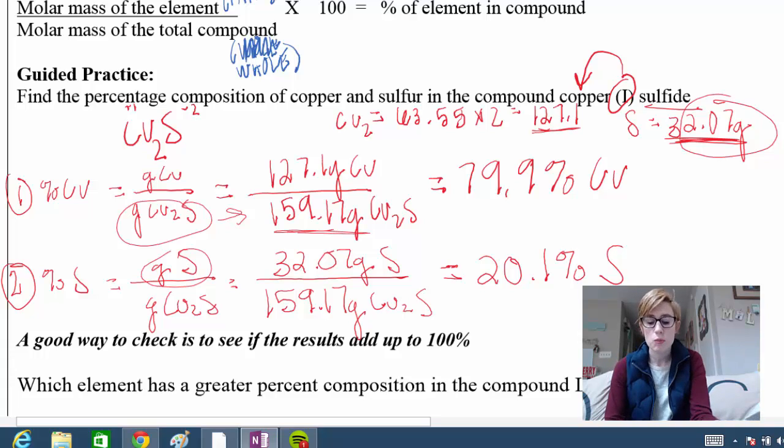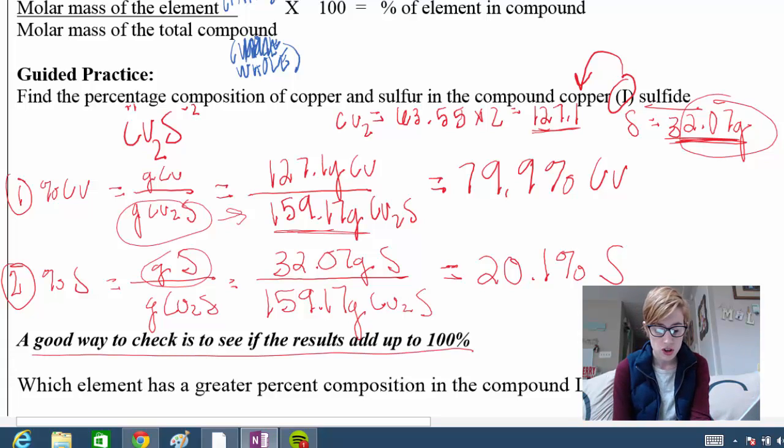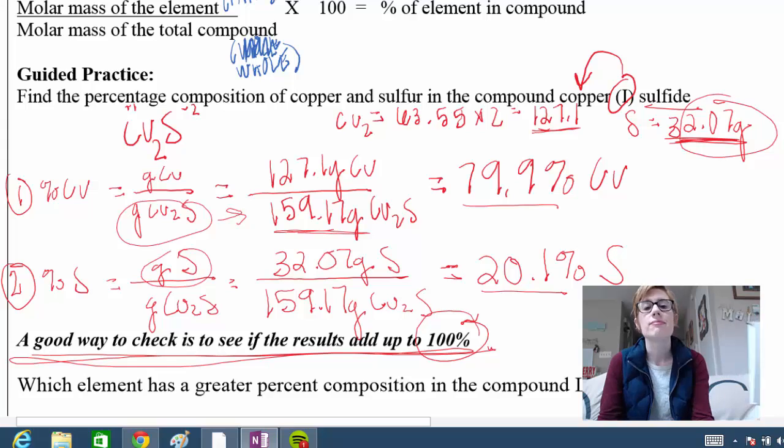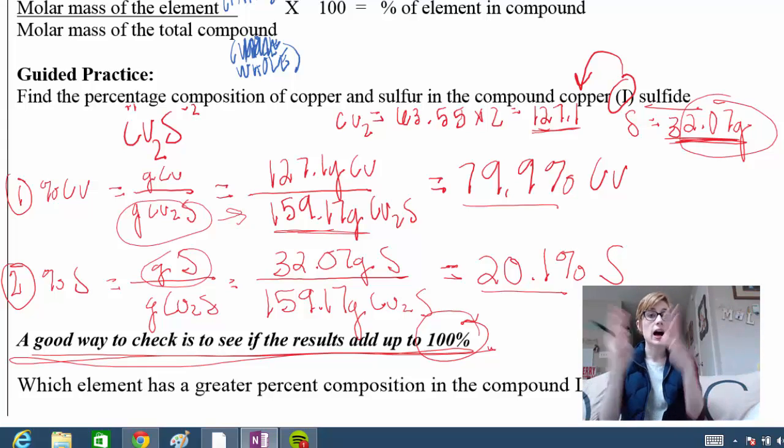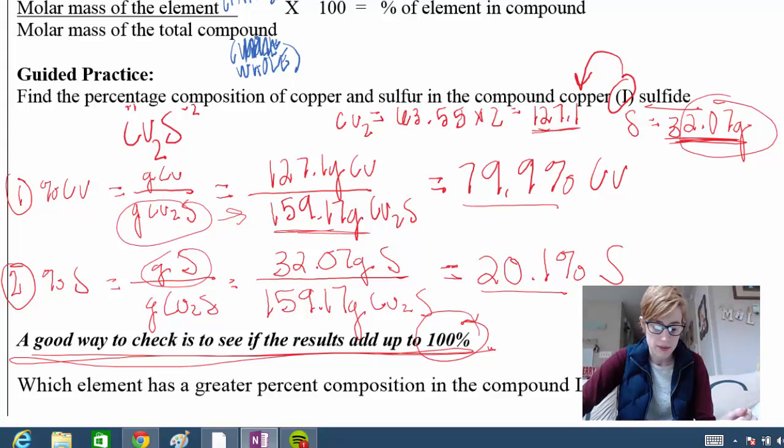Now, a way to check yourself before you wreck yourself is make sure the results add up to 100%. Does 20.1 and 79.9 add up to 100%? Yes, then I'm good. As long as all of your parts add up to the whole, then you know you did your math right. Okay, let's do a couple more examples.